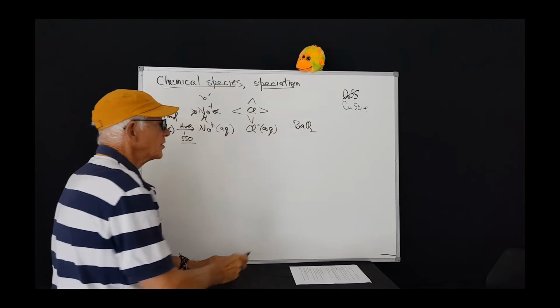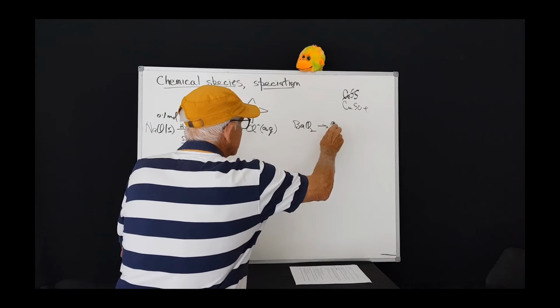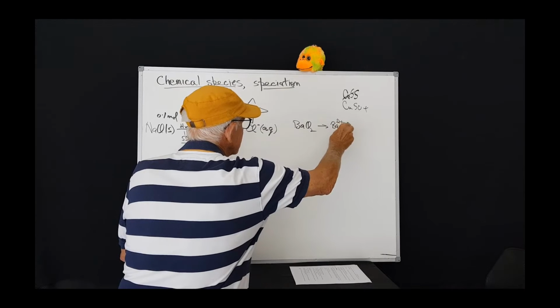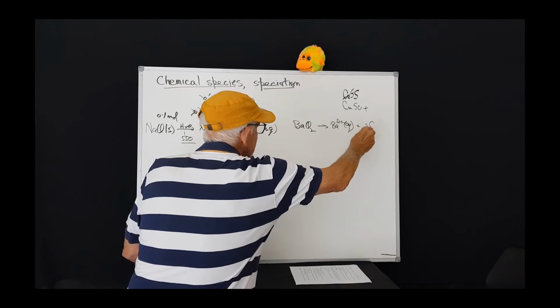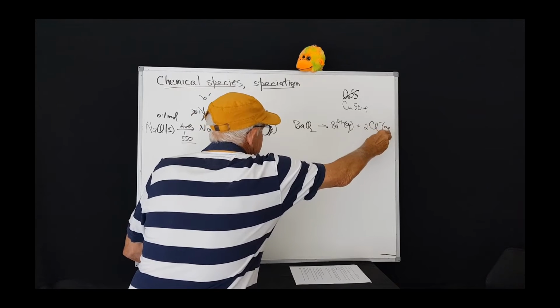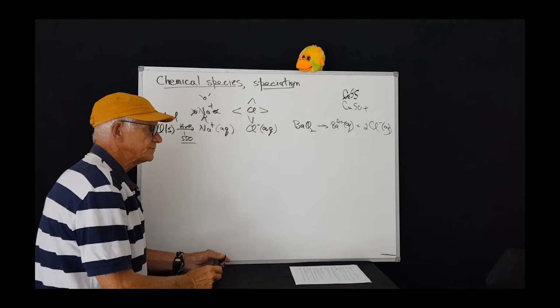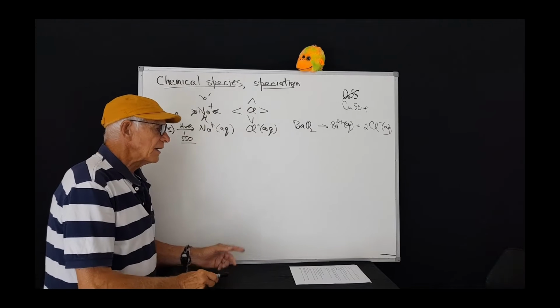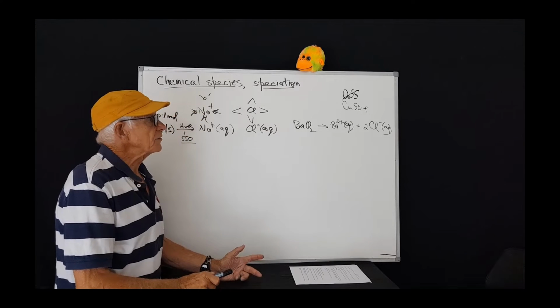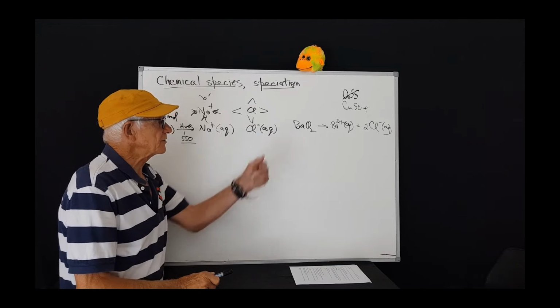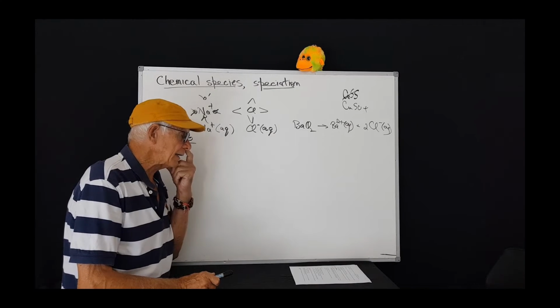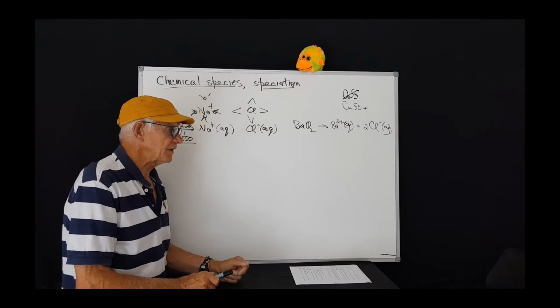It's a solid, put it into water, and we have barium 2 plus ions and twice as many aquated chloride ions. Now, if we put a solution containing sulfate ions, so sodium sulfate, into this solution, we get a white precipitate of barium sulfate. You've seen that.